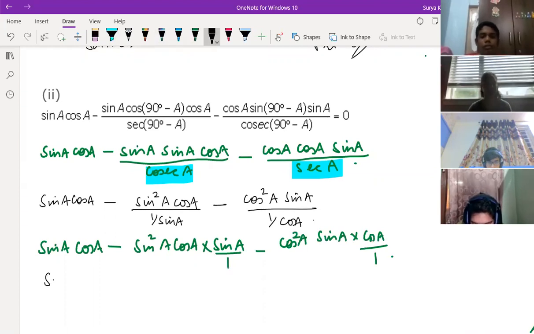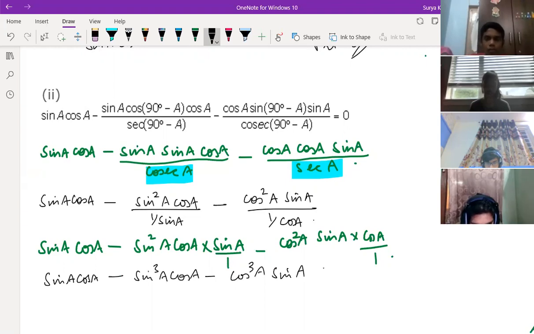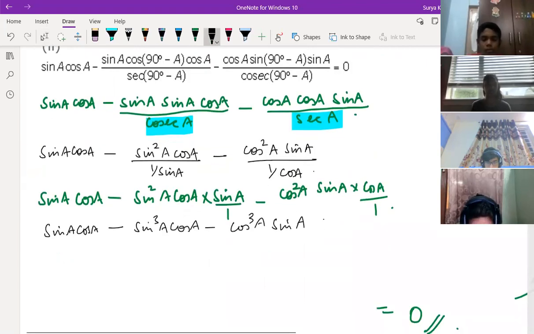So next, again sin A cos A minus sin to the power 3 A cos A minus cos to the power 3 A and sin A. We can take sin A cos A common from everywhere. Then what do we get?